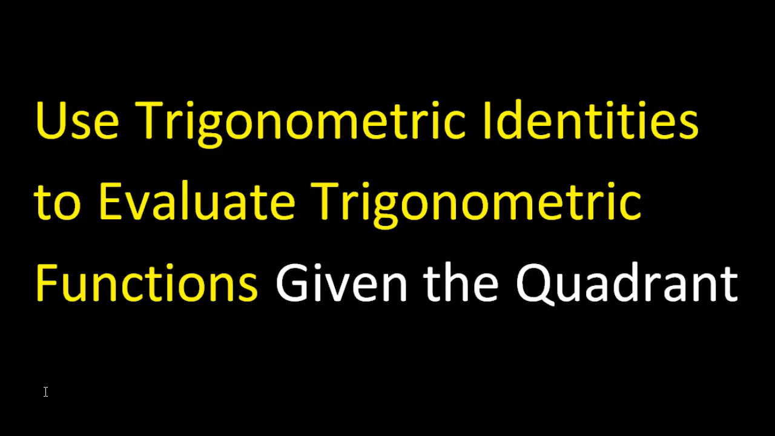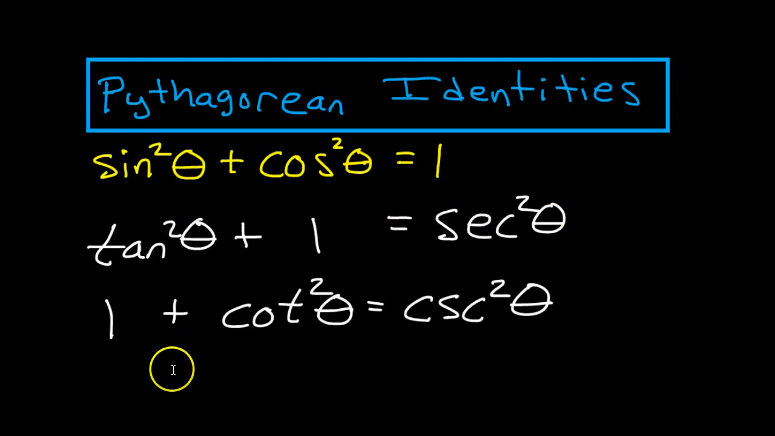In this video, we will learn how to use trigonometric identities to evaluate trigonometric functions given the quadrant. These are the three trigonometric identities that we have learned. The first one shown here in yellow is the one that you absolutely have to memorize. This is the most important trig identity. Sine squared theta plus cosine squared theta equals 1.